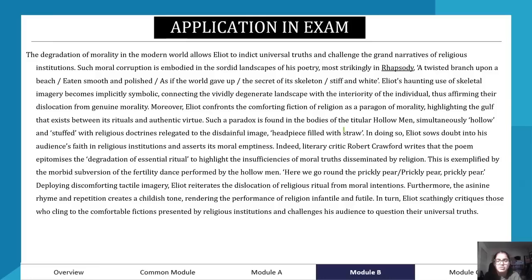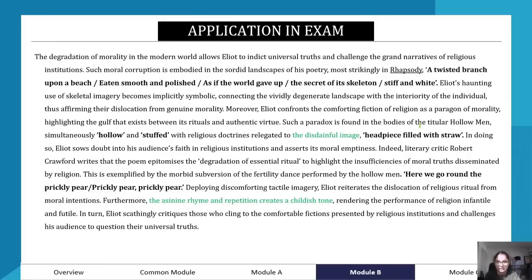Alrighty. So there's a quote. In doing so, Eliot sows doubt into his audience's faith in religious institutions and asserts its moral emptiness. Indeed, literary critic Robert Crawford writes that the poem epitomizes the degradation of the essential ritual to highlight the insufficiencies of moral truth disseminated by religion. This is exemplified by the morbid subversion of the fertility dance that is performed by the hollow men.